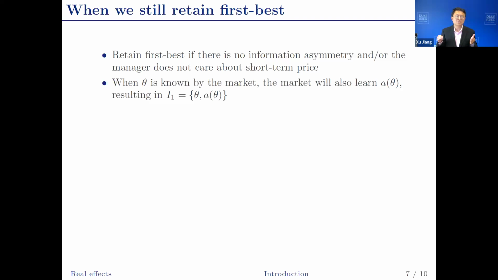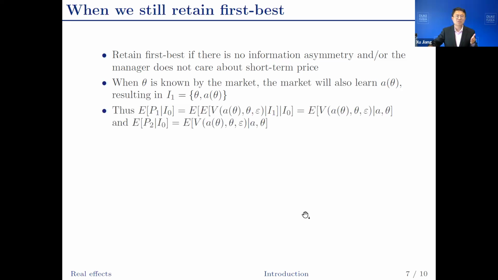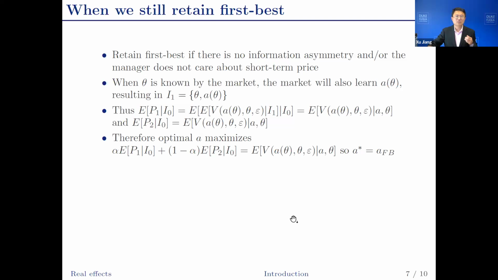When theta is known by the market, then the market can step into the manager's shoes and know about A(theta), which means that the information set at date 1, theta and A(theta), will be the same as the manager's information set, I0. And then the law of iterated expectations means that the expectation of P1 conditional on I0 will be the same as the expectation of the terminal value of the firm conditional on A(theta). And the same applies for the expectation of P2 conditional on I0.